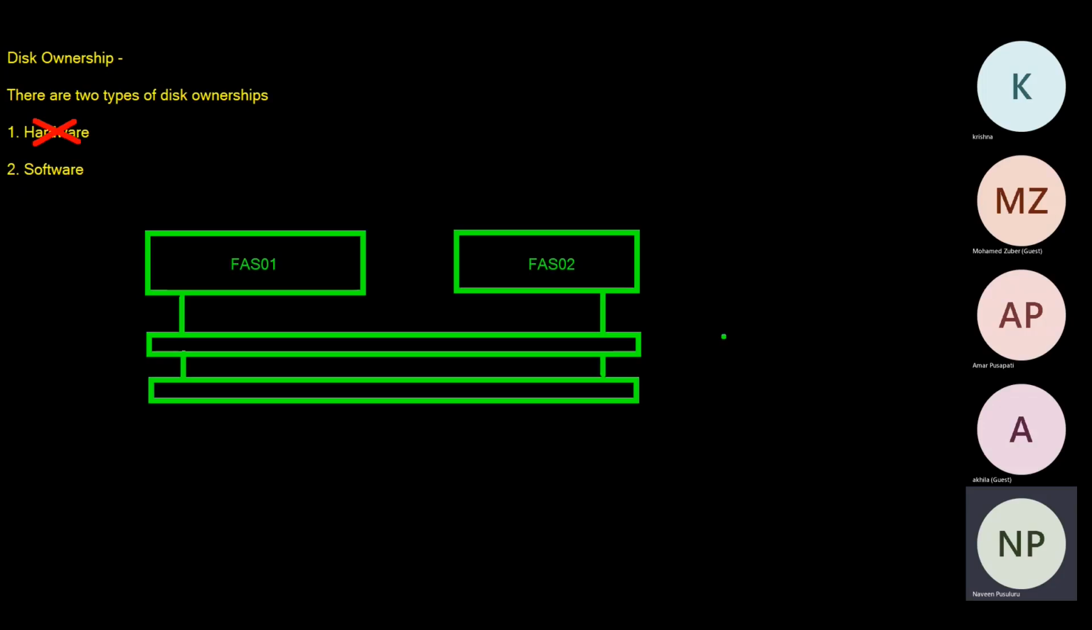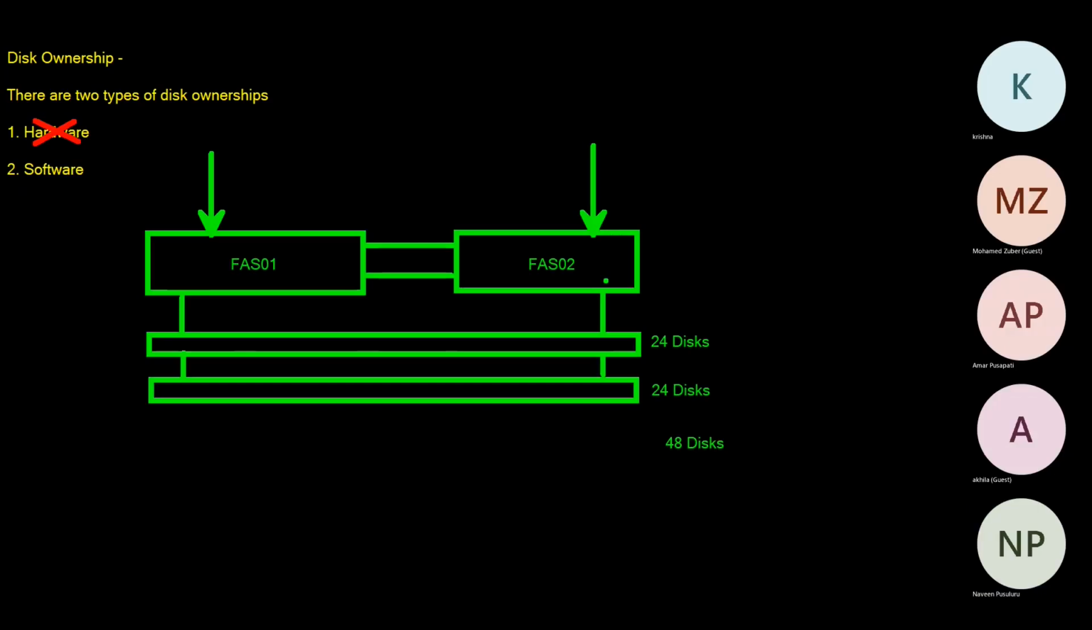S02. Okay, two controllers. Now, let's assume that in the first shelf I have 24 disks. On the second disk shelf I also have 24 disks. Total, how many disks do I have? Total 48 disks. So all these 48 disks will be visible to both the controllers. My first controller can see all 48 disks, and even my second controller will be able to see all 48 disks.